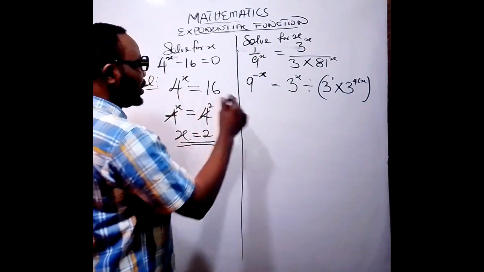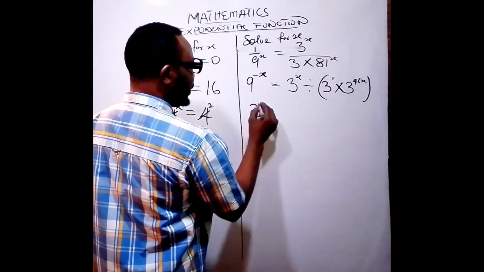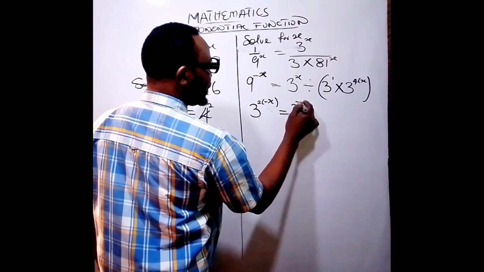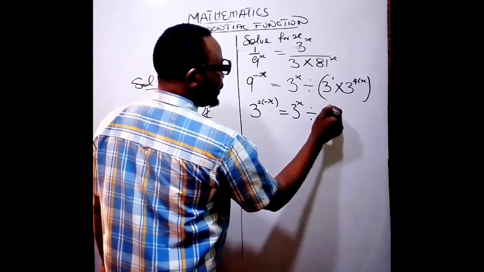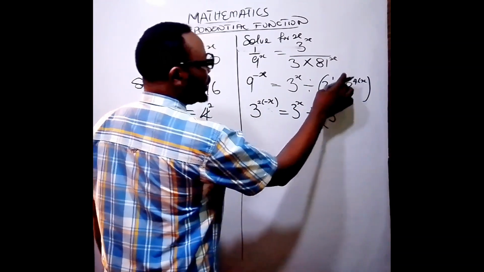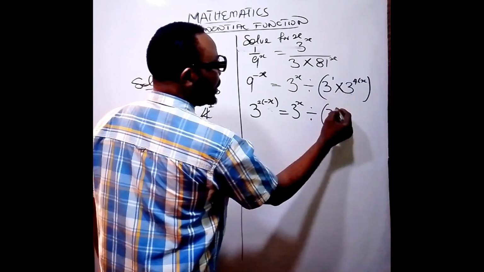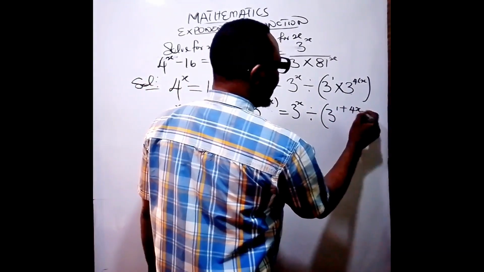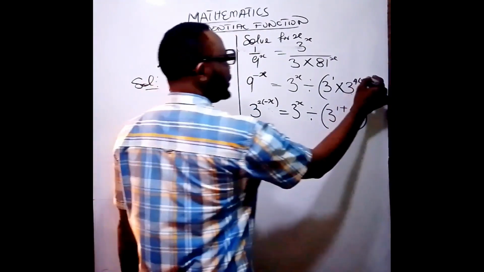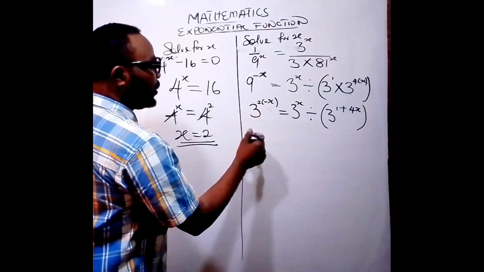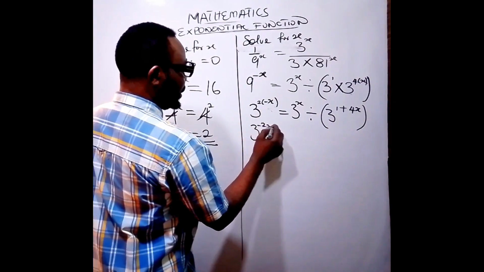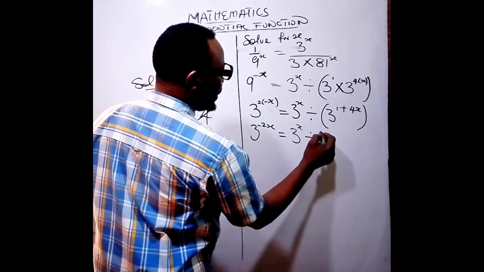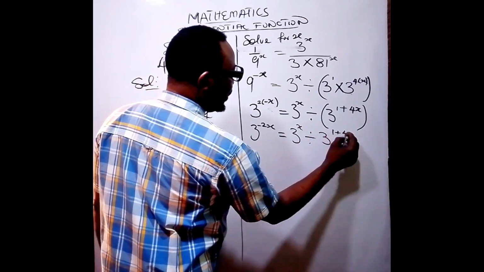So what is the value here? That will be 3 raised to power minus 2x is equal to 3 raised to power x divided by, open the bracket, 3 raised to power of, since they are of the same base, 3 raised to power what? 1 plus, according to our multiplication law, 1 plus 4x, because 4 times x here is 4x. Now we are having 3 raised to power minus 2x is equal to 3 raised to power x divided by 3 raised to power 1 plus 4x.